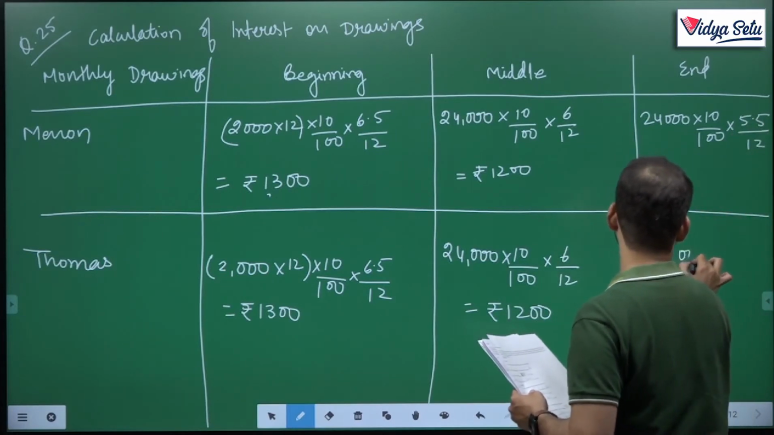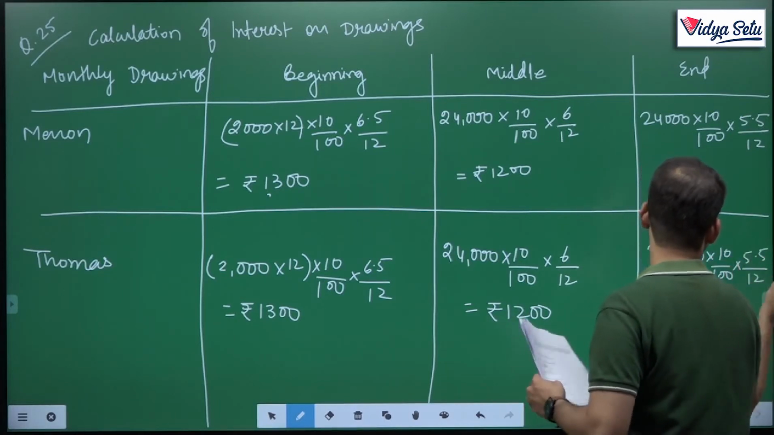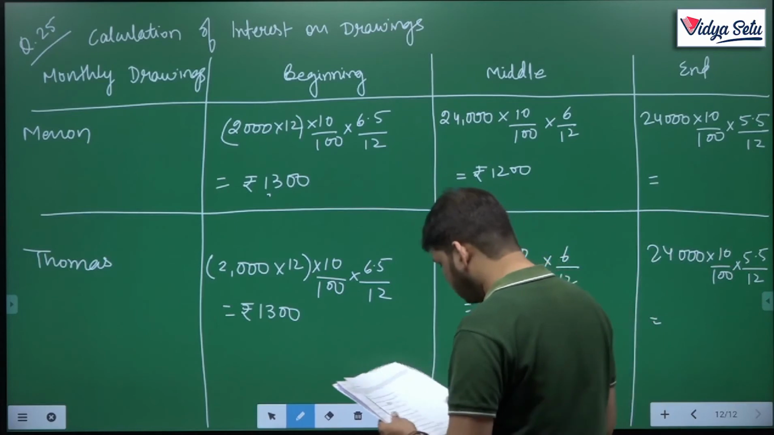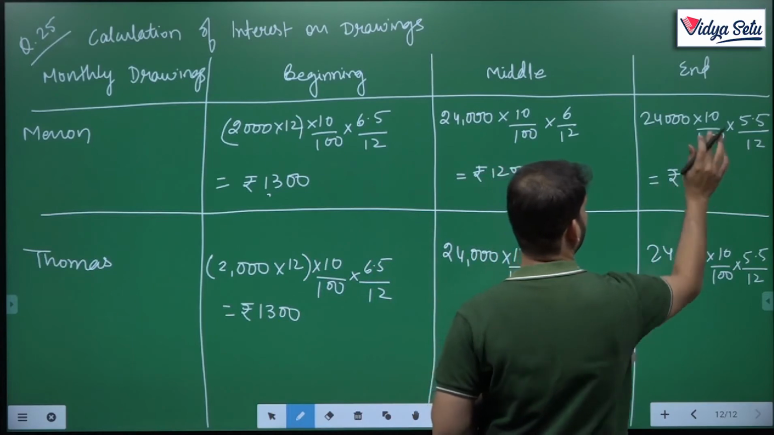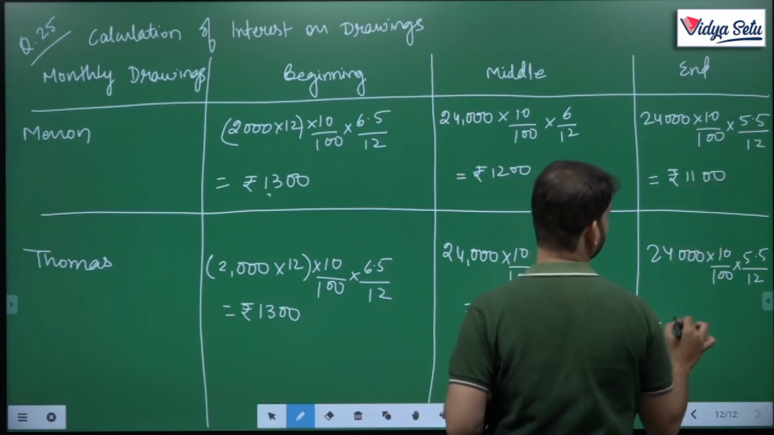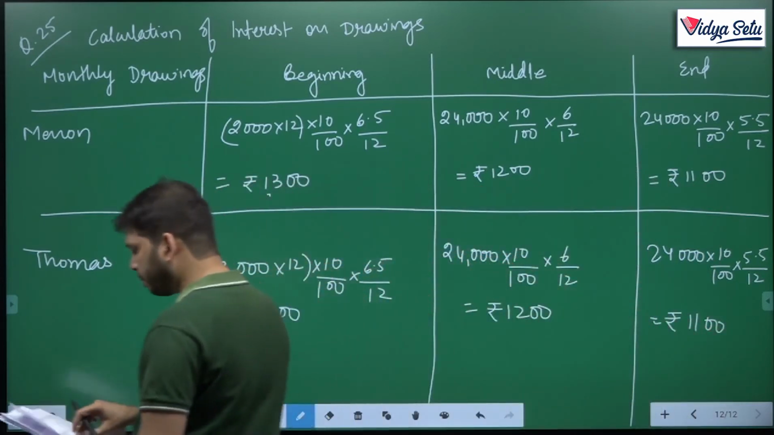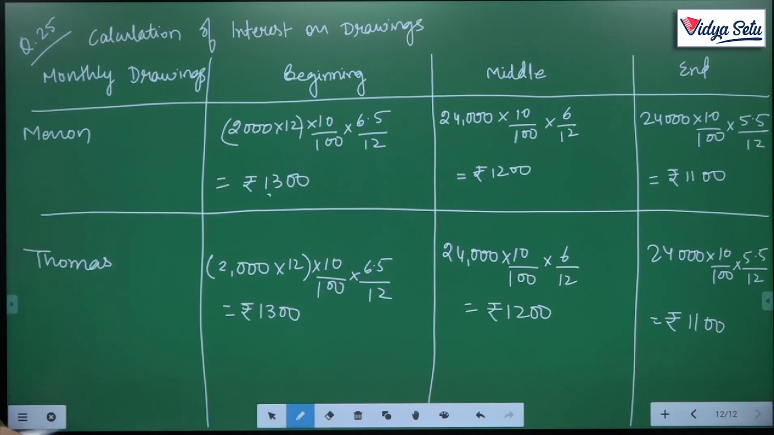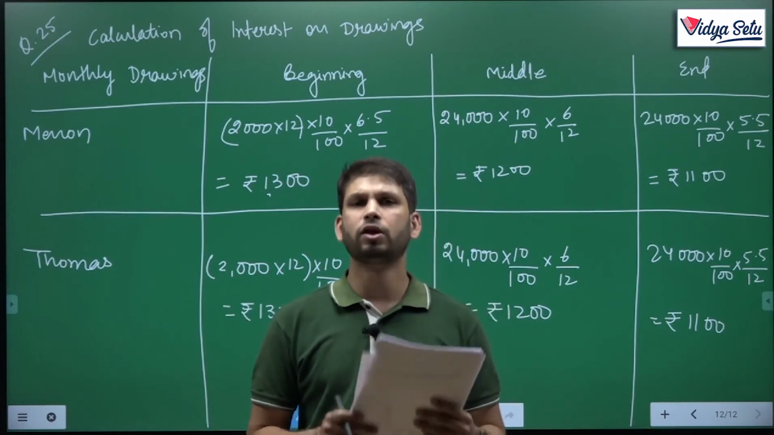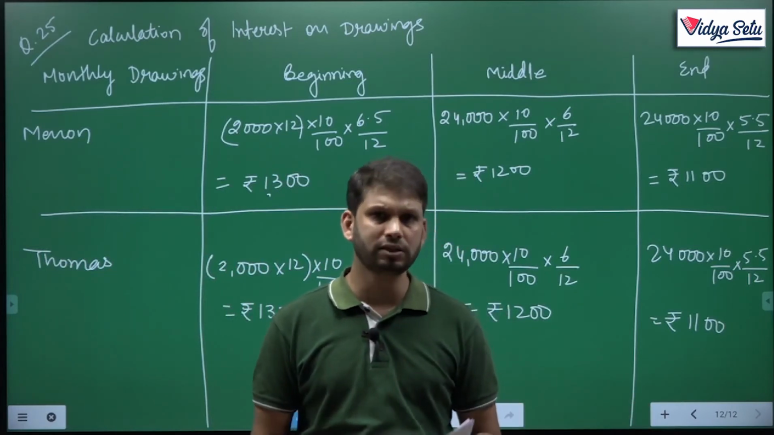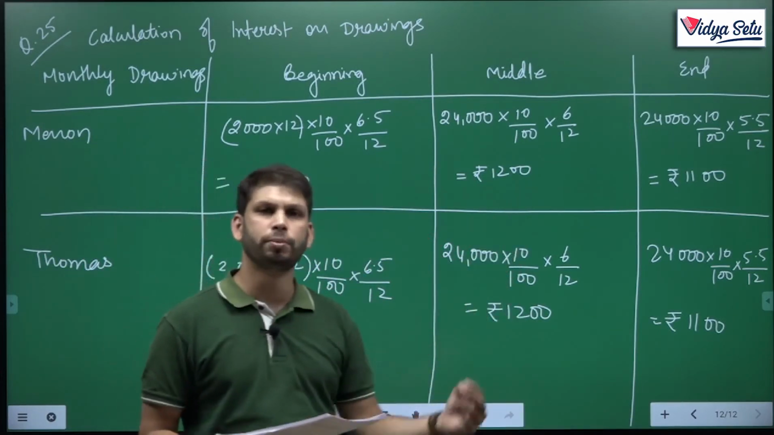So, 24,000 into 10% into 5.5 upon 12. If we remember these factors, life becomes really easy. The answer comes to rupees 1,100. It is just a matter of practice. If you practice, you will be able to remember these figures, 5.5, 6.5. Generally, they ask for monthly, so the monthly one at least we should remember. The quarterly and half yearly they generally don't ask, and even if we forget them, we can find them out then and there. But monthly, at least we should have on our fingertips.